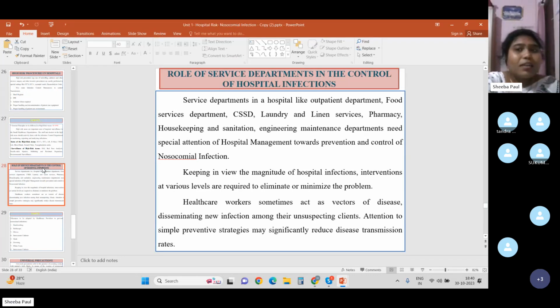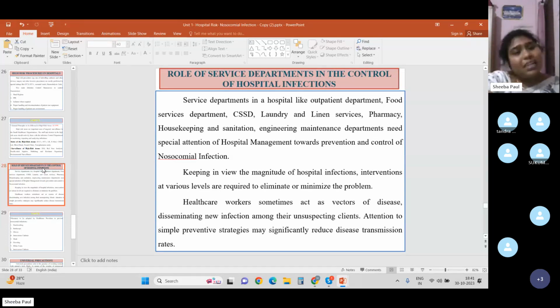If food is not prepared properly, if it is not made under hygienic conditions, then the patient falls prey to infection and disease. If CSSD, the sterilization unit in the hospital, doesn't sterilize the equipment at a proper temperature, then again the person lands up in complications when those articles are used in providing care for the patient.